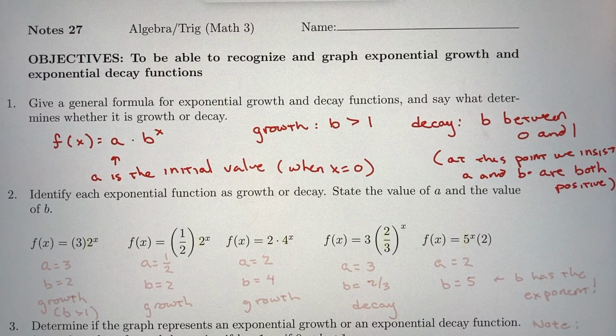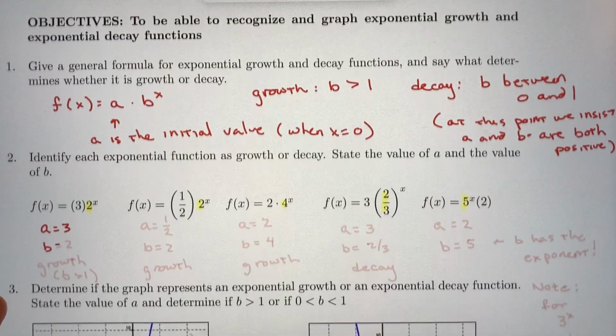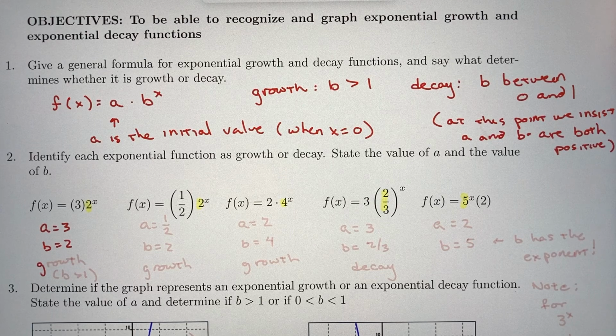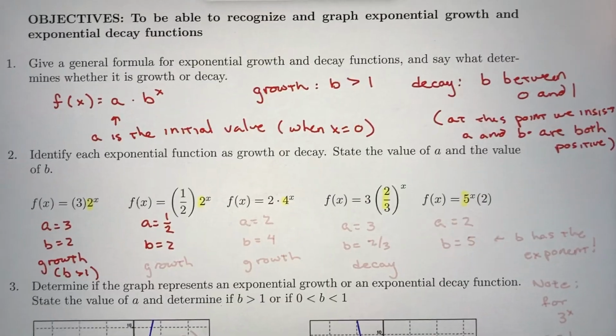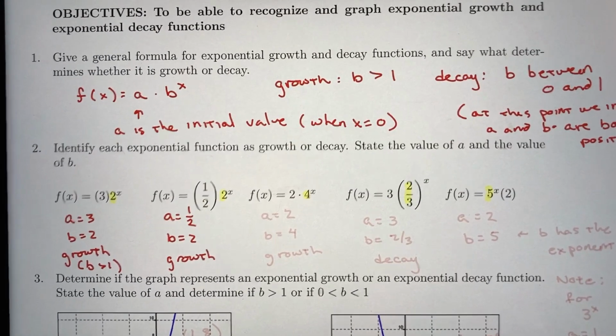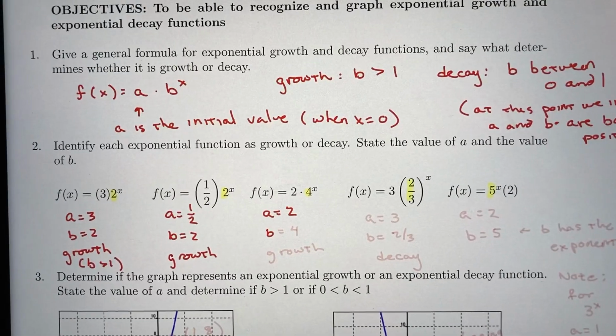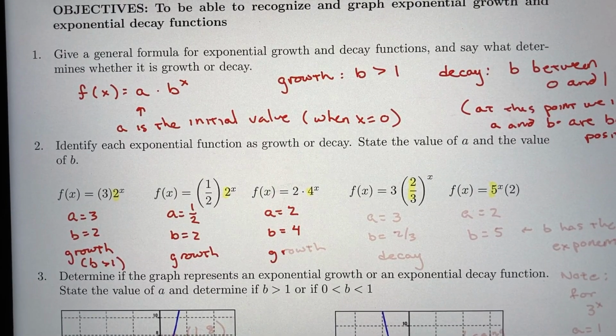Okay, growth or decay. Again, you look for the thing that's stuck to the x. So that's the b. Okay, and a is whatever you're multiplying, the constant you're multiplying by. So a is 3 in this problem, b is 2, b is bigger than 1, so this is growth. Okay, a is 1/2, b is 2, still growth. A is 2, b is 4, growth.